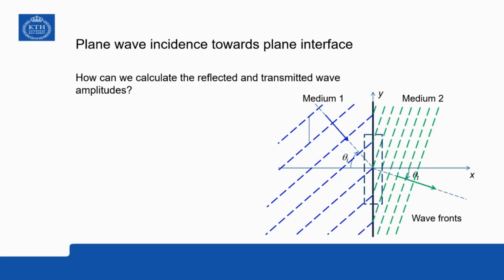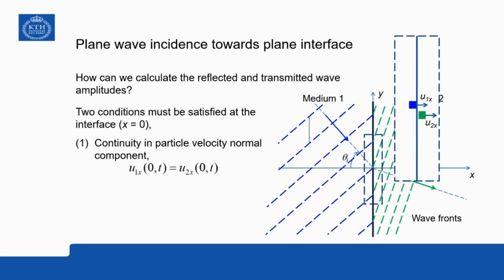So now we have determined the angles, the reflected angle and the transmitted angle. Then we come to the wave amplitudes, the reflected and transmitted wave amplitudes, and that is a bit more complicated. So you have to stay focused now in order to follow. This is a good example of how you use the basic equations and the complex quantities to calculate different field properties in an acoustic field. So how do you do this?